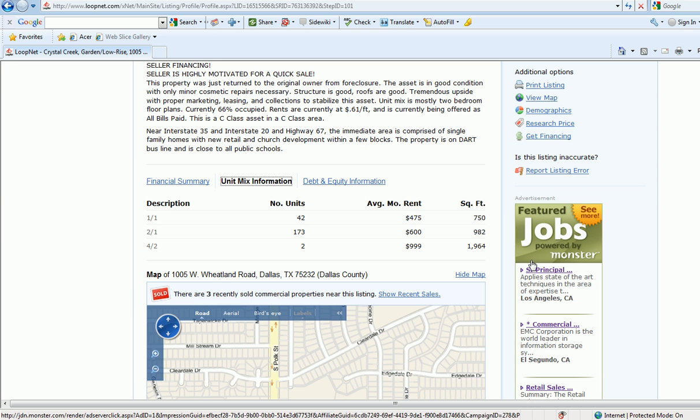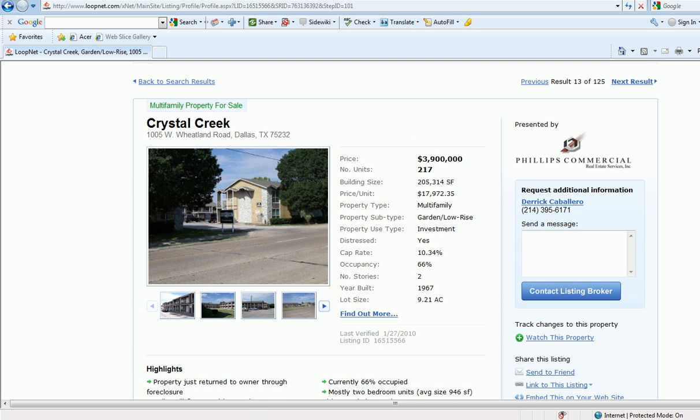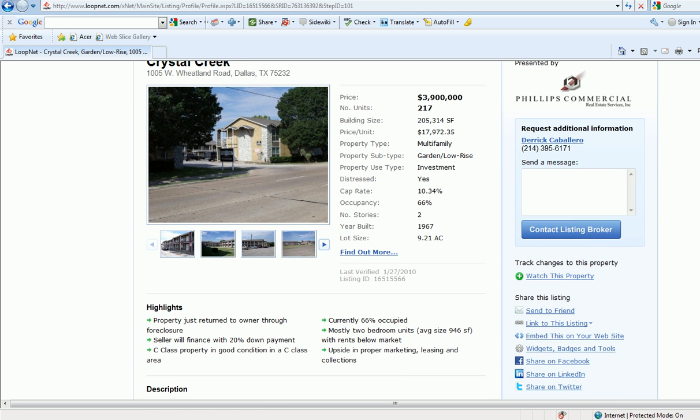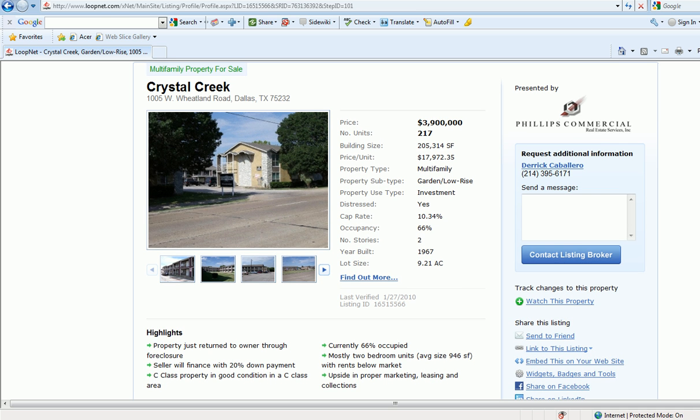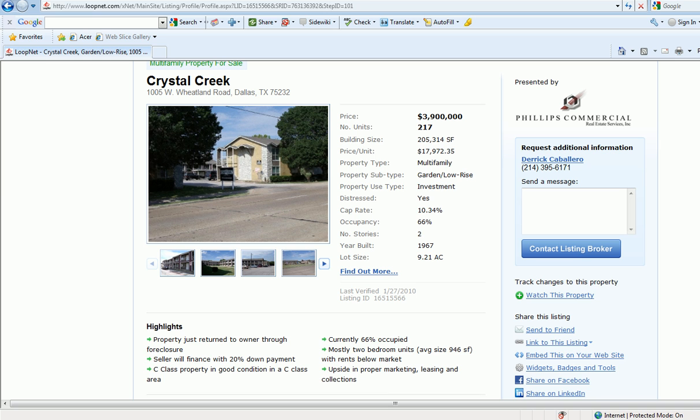So here's the cash flow evaluator, and I'm going to go through a sample deal that I found on LoopNet. You could very well do this yourself by going through the LoopNet system or any online system, or you could analyze any deal that you get from a listing agent and basically plug in some basic numbers. Now you can see this is Crystal Creek in Dallas, Texas. It's 217 units for $3.9 million, and it's got a 66% occupancy level and over a 10% cap rate.